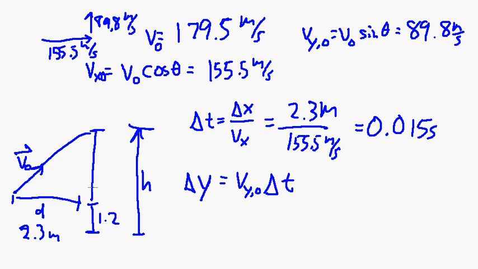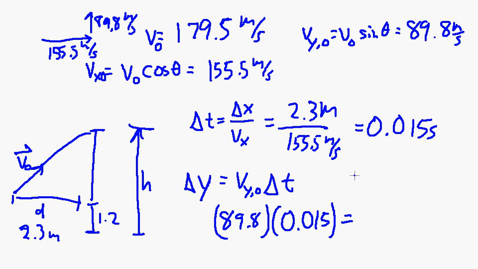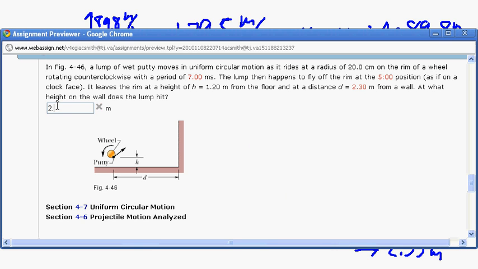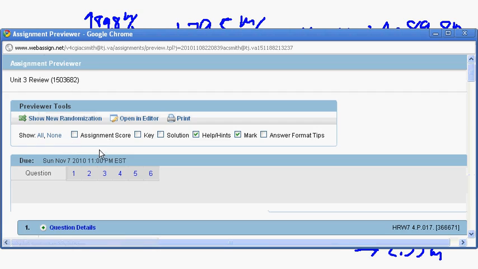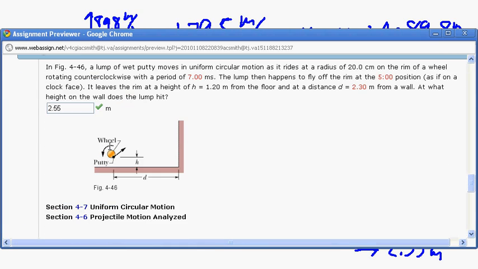So I'm going to take our initial Vy, 89.8 times 0.015, and that equals 1.347 meters, and then we also add on this 1.2 down here. So really the total is going to be 2.55 meters, and let's see what I get if I put that in, 2.55 meters, and then, see, told you.